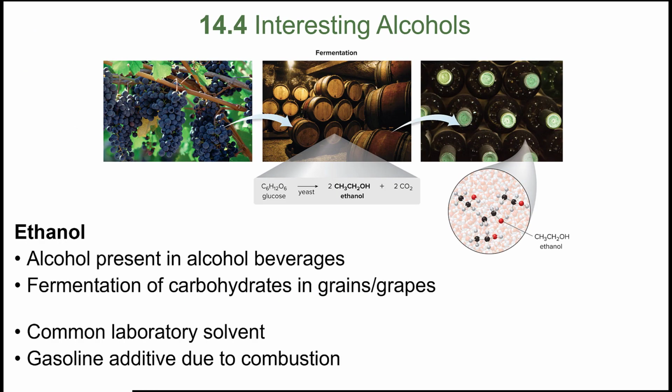Ethanol is an interesting alcohol that is present in alcoholic beverages. Ethanol can be created from yeast fermentation. It uses glucose or sugar, which has the formula C6H12O6, that can come from grapes. There's yeast that is tossed into the mixture, and that can ferment in these barrels, creating ethanol plus carbon dioxide gas. So the structure of ethanol is CH3CH2OH.